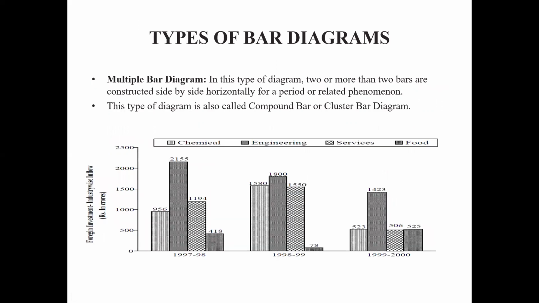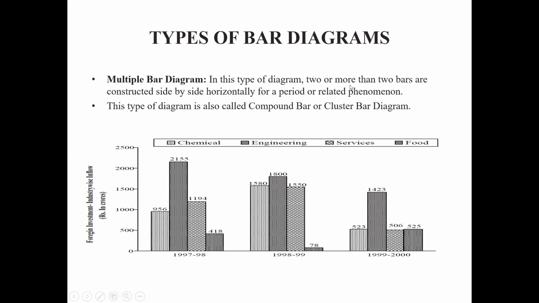Then you have multiple bar diagram. So instead of one, you can have the foreign investment industry-wise inflow. So you can have different industries. Rather than having one, you can have chemical, engineering, services, and food industry, and their length shows the magnitude of the data.